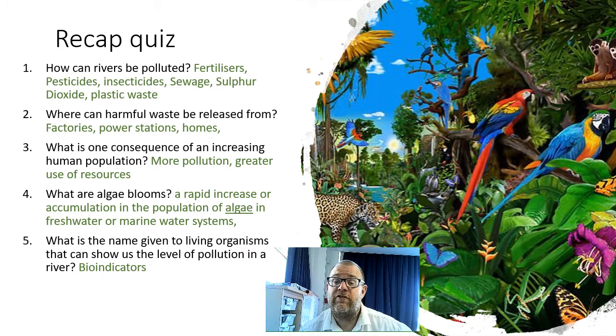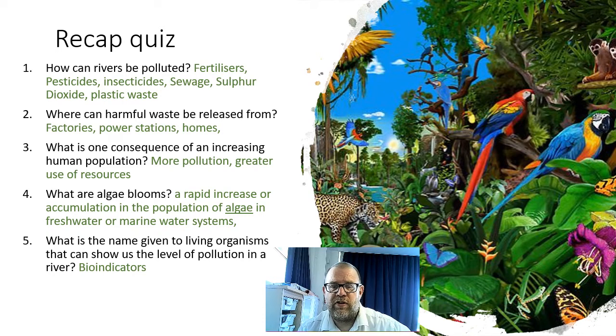What is algae bloom? Again, this is from eutrophication, so this is a rapid increase or accumulation in the population of algae in freshwater or marine water systems. So this takes the sunlight out of the river, the plants inside can't photosynthesize and therefore they die. Microbes grow and start using all the oxygen. So the oxygen is used up within the river or the lake.